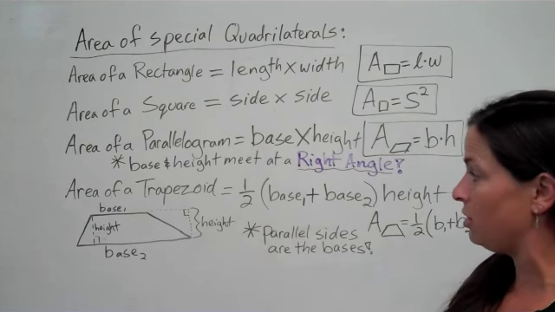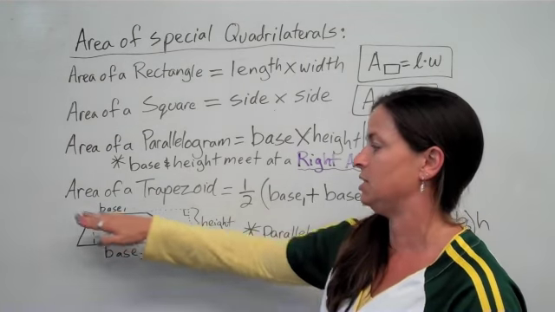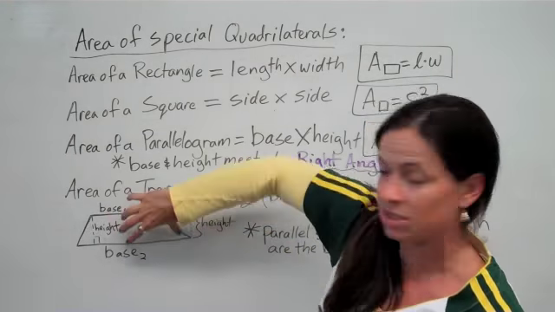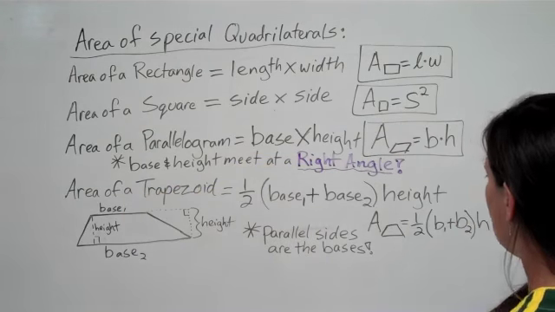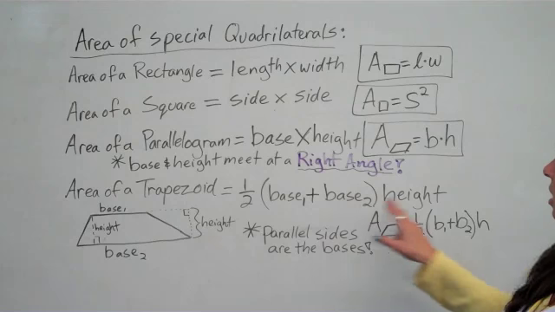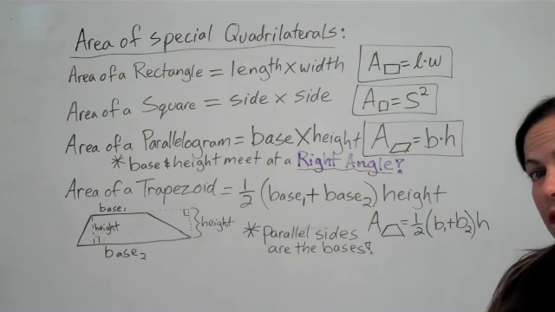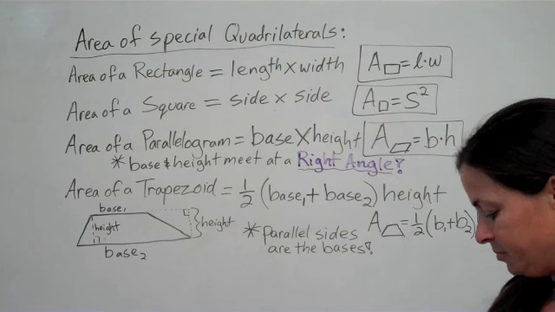Now, not all trapezoids are going to have the bases on the top and bottom like this. It might be tilted on its side, right? And you have your formula, which you can go ahead and write down, and I'll explain why that formula works.